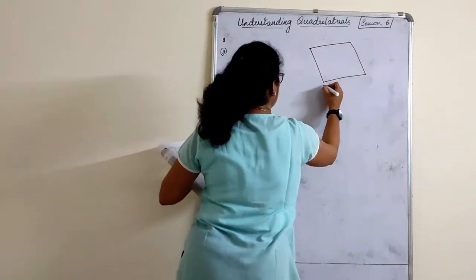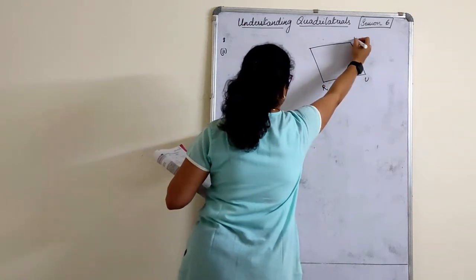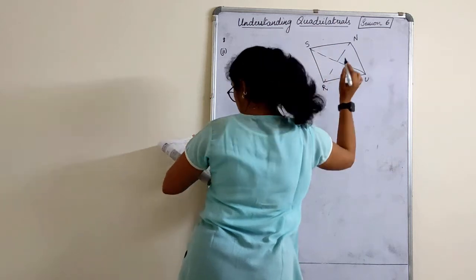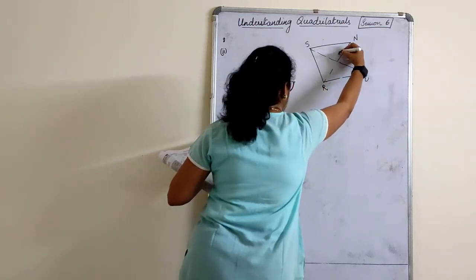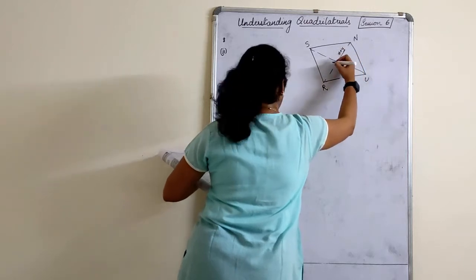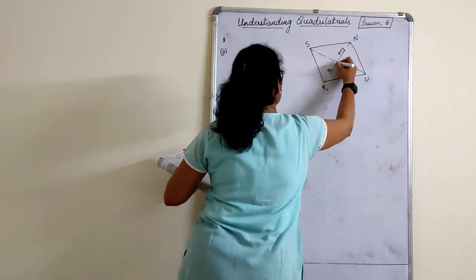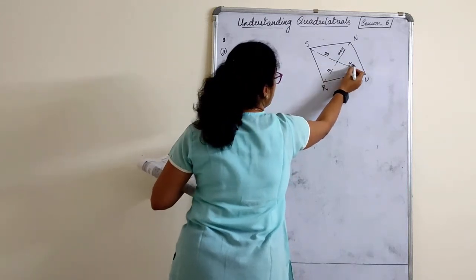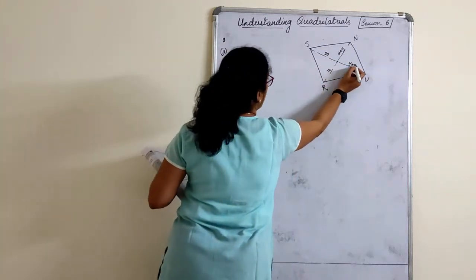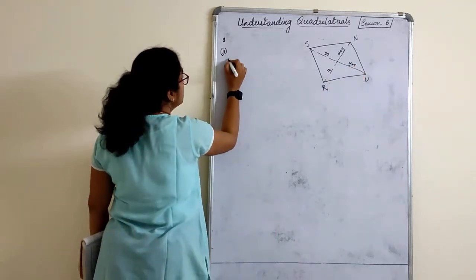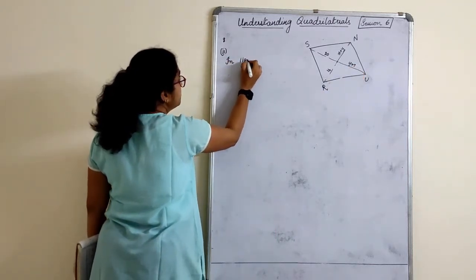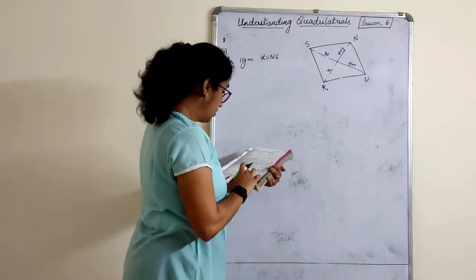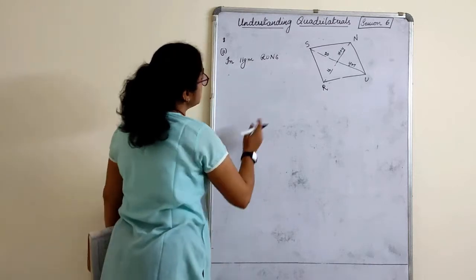The diagram given here is RUNS, where the diagonals are given. This is x plus y, this is 16, and this is 20, and this is y plus 7. Okay, so we'll write here now. In parallelogram RUNS, x plus y is equal to 16, y plus 7 is equal to this.